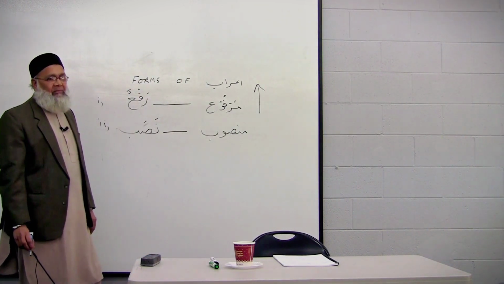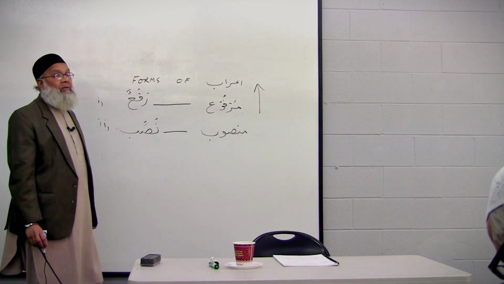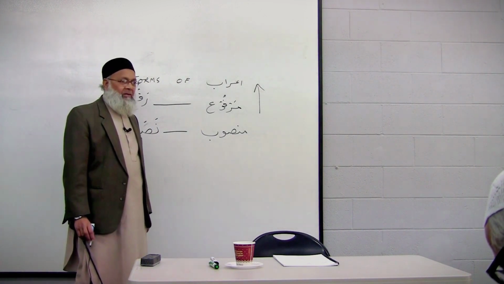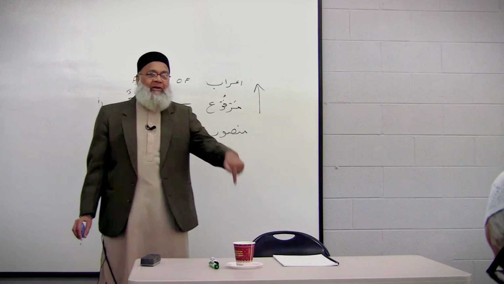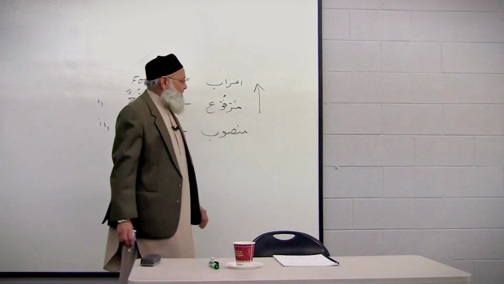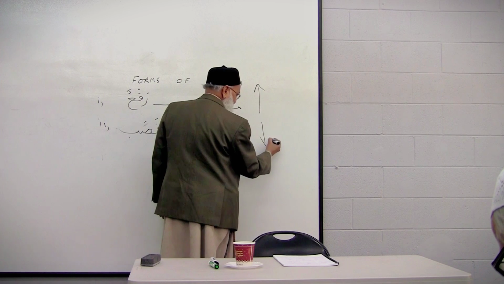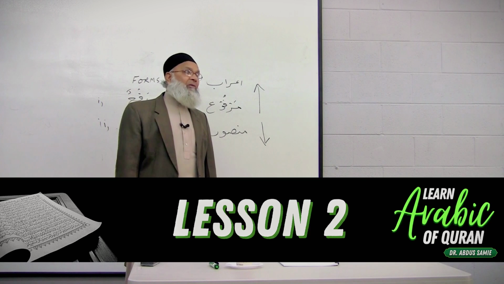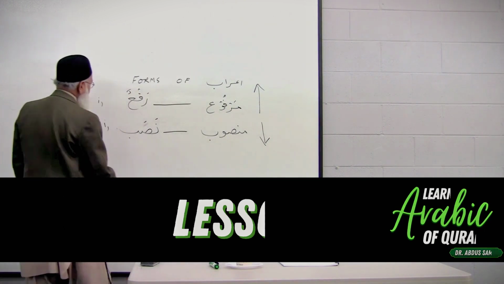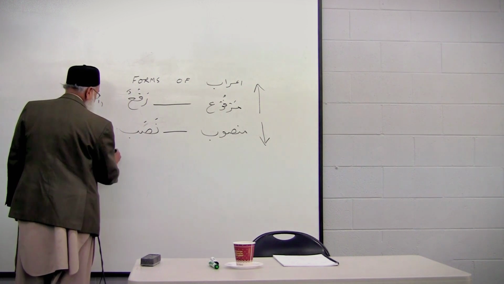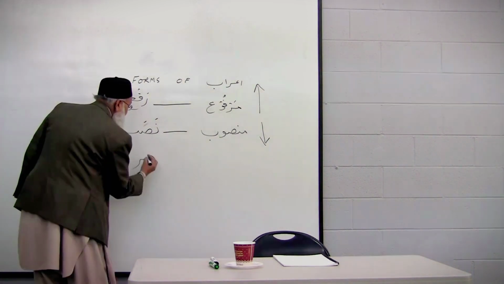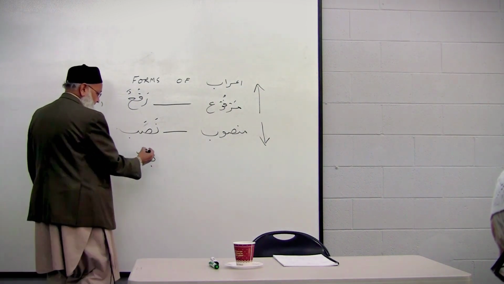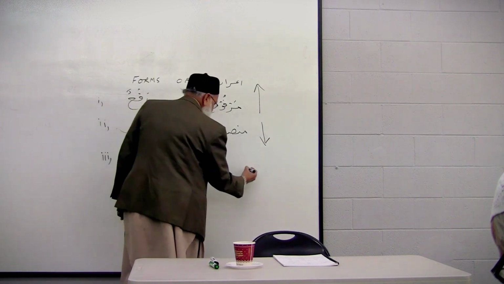In the classical sense, the object is the victim. So nasab means to fix something into the ground. So the technical word used for them is mansoob, the one who has been nailed down, who has become the victim of the verb. And then the third is the form of jar. Jar, this is tashdeed over here. Jar. And the noun will be called majroor.